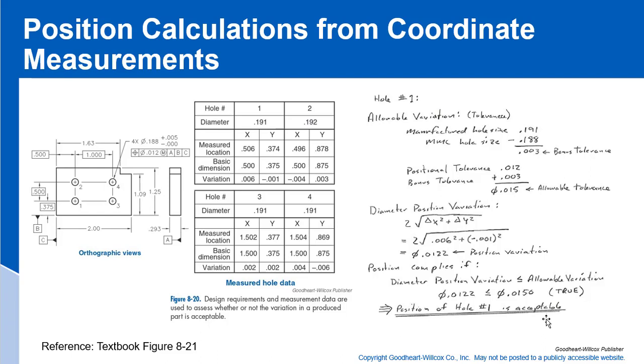I give you an example of this to work on for your homework assignment. And they set it up with basic tables like this. You should be able to figure out the tables. But this is how you go about doing it, for position calculations from coordinate measurements.